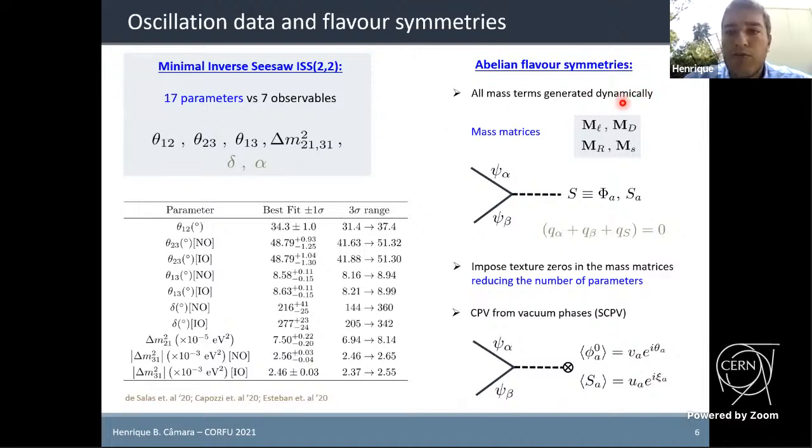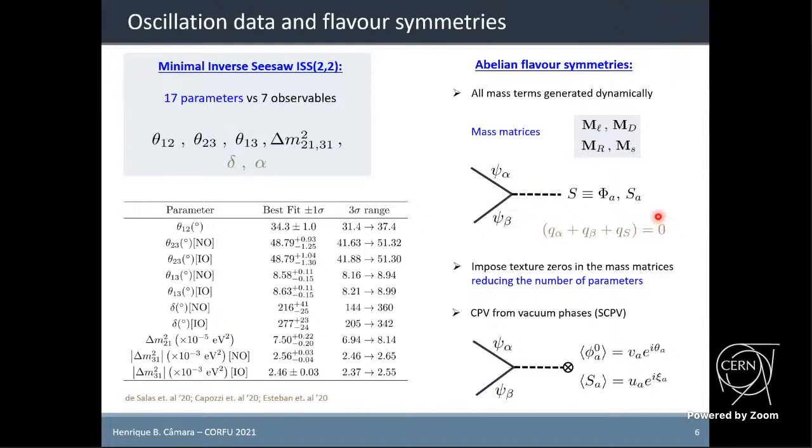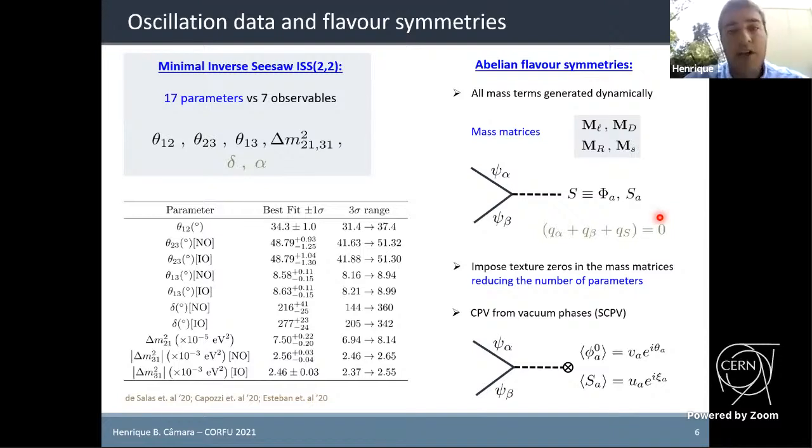All the relevant mass terms for our work, which are M_L, M_D, M_R, and M_S, will be generated dynamically. That means that their origin comes from a Yukawa interaction that involves a scalar field that acquires a non-zero vacuum expectation value. And once we impose the abelian symmetries, which are basically phase transformations for complex fields, each Yukawa interaction will lead to an algebraic equation for the charges that can be fulfilled. That means that interaction will be present in the Lagrangian, or it can be different from zero. Otherwise, the abelian symmetry will forbid that term from appearing in the Lagrangian, and this will lead to texture zeros in the mass matrices, with the objective of reducing the number of a priori parameters.